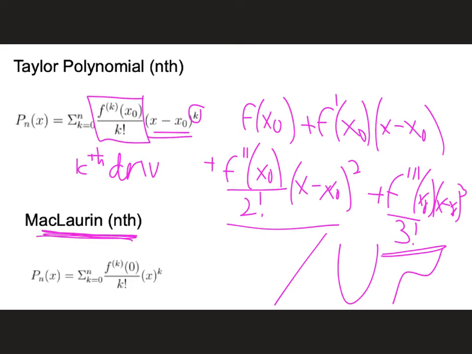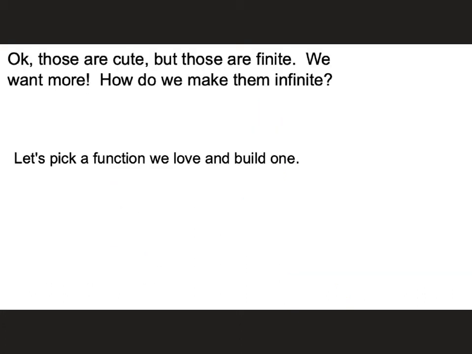Now look at the Maclaurin. What's the only difference? The only difference is our center is 0. So Maclaurin is just a Taylor polynomial that has a center of 0. Now, in our calculus class here, we don't care that much about the polynomial nature of things. We care about the infinite series. So that's what we're going to make use of here. So to make them infinite, we just keep going.